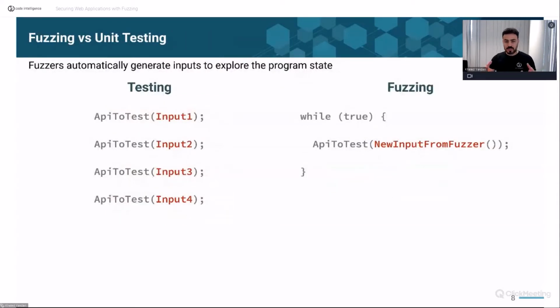From a developer perspective, how does this compare to normal unit testing? If I have an API or a method that I would like to test, in my test I just call this API with some predefined inputs. The difference with fuzzing is that the fuzzer comes up with these interesting inputs that trigger interesting program behaviors. Also, what we usually do with the fuzzer is add more runtime bug detection capabilities that tell us if something bad has happened.